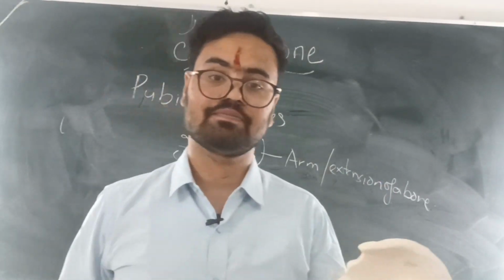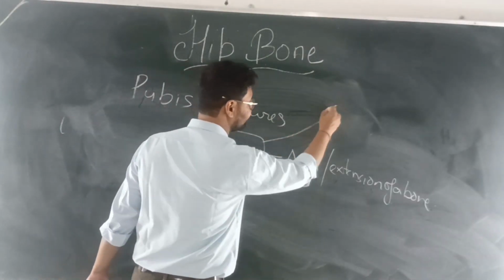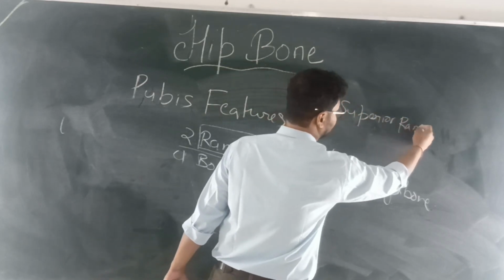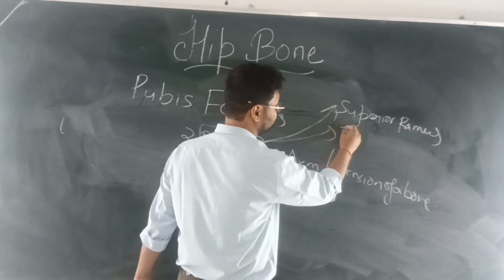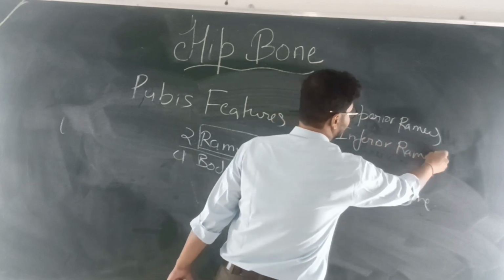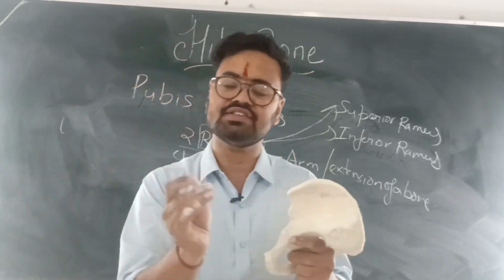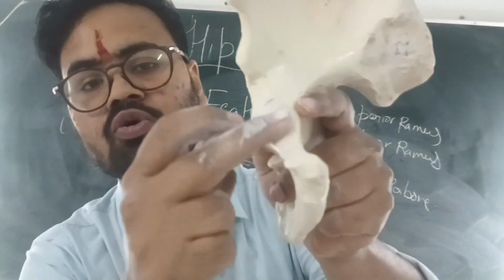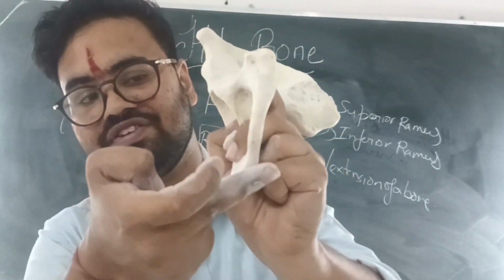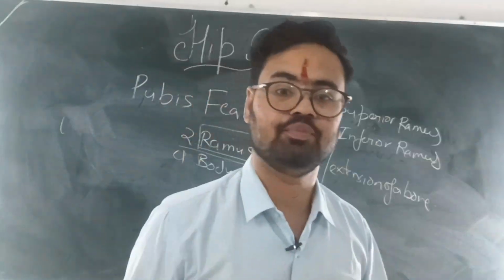So let us talk about the borders of the pubis. Acha, ramus, let me write about the ramus. Superior ramus and inferior ramus. I told you about superior ramus and inferior ramus. Ramus means the arm, an extension of something or an extension of a bone. See, this is an arm-like structure, an extension of this bone, therefore we call it the superior ramus. And this portion we call the inferior ramus. And this middle portion is the body.